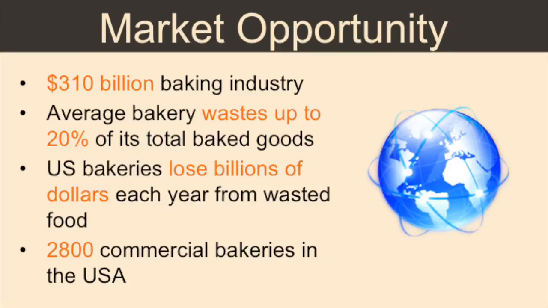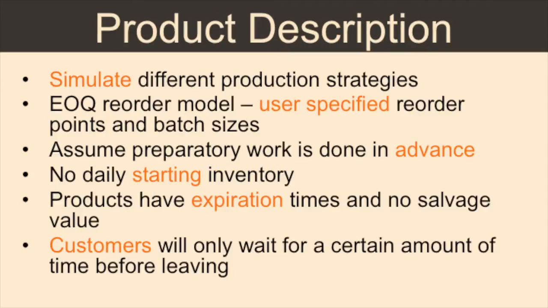Weighing in at annual revenues of $310 billion, the baking industry is definitely a sizable presence. Because the average bakery wastes up to 20% of its total baked goods, U.S. bakeries lose billions of dollars each year from wasted food. Managing inventories is tricky in the baking industry because businesses are juggling multiple objectives. As a result of being required to provide a variety of fresh products on time, bakeries often have suboptimal baking output plans in order to not stock out.